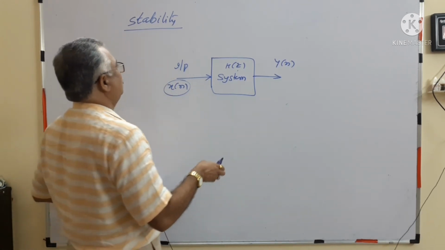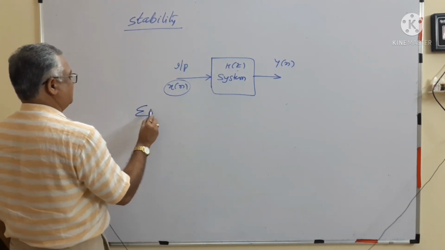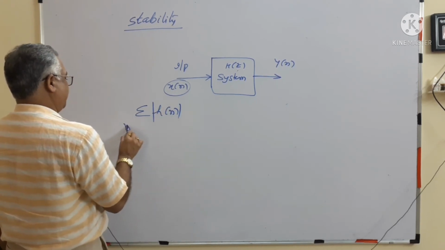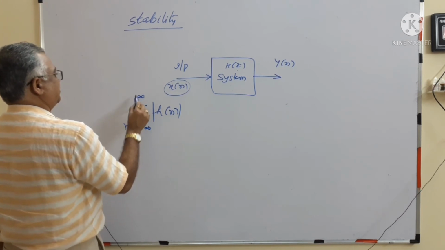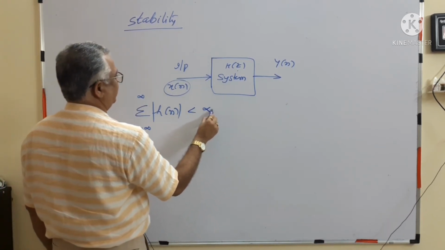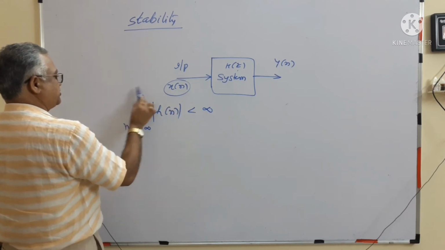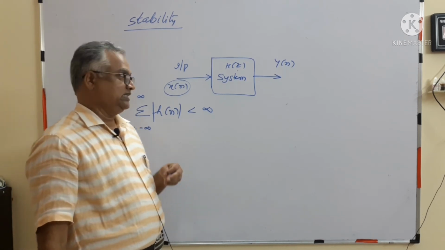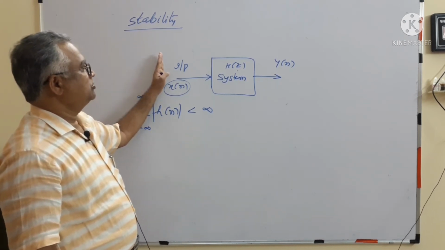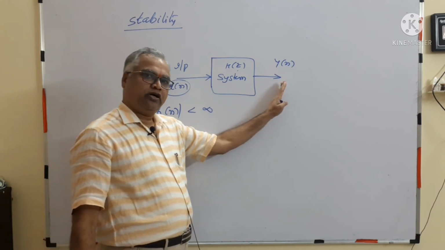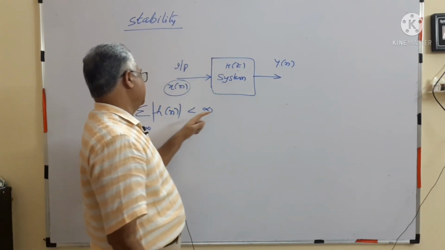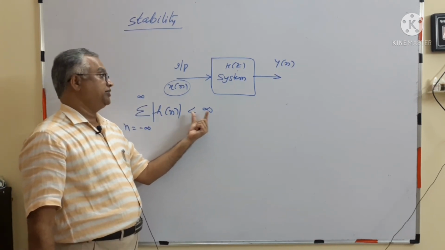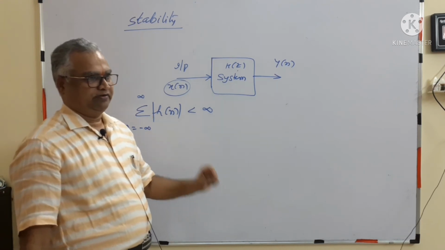So for stability, how do you check? There is a condition: sigma of the absolute value of h of n, n equal to minus infinity to plus infinity, should be finite. This absolute summation should be finite. Then only the system is stable. For a bounded input, you should get a bounded output. For any stable system, the absolute value of the impulse response should be finite. This is the condition for stability.